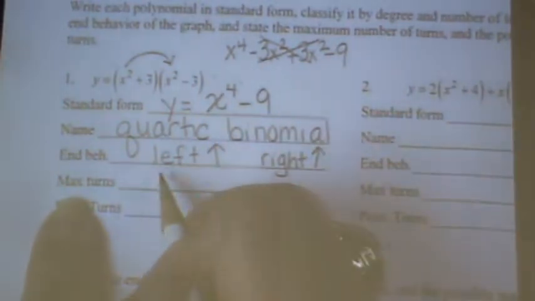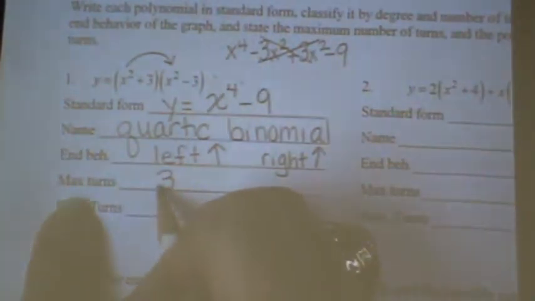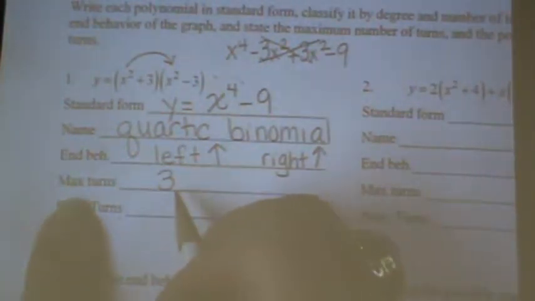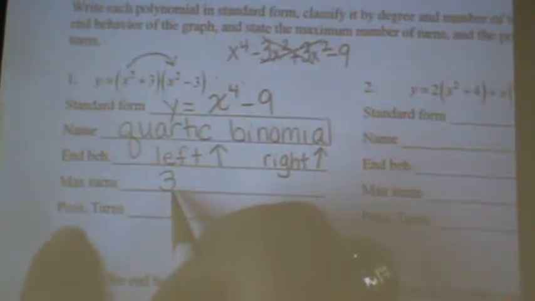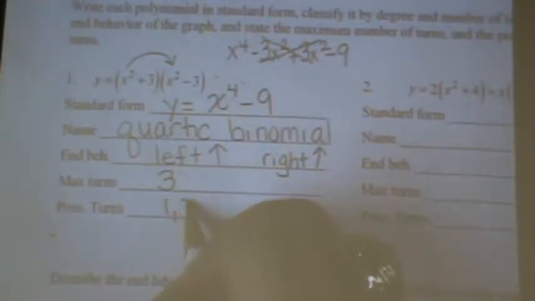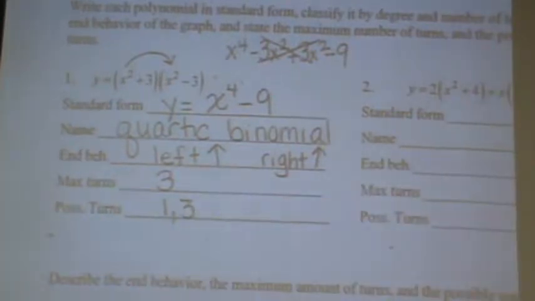Now the maximum number of turns, you take this degree and subtract 1. So the maximum is 3. I need all the odd numbers. The possible turns are all the odd numbers less than 3. So 1 and 3. Easy? I'd make a suggestion under name, or put some kind of note there, 2 words. Because a lot of you will put 1 word and think you're done. If you realize it's 2 words, you get full credit.